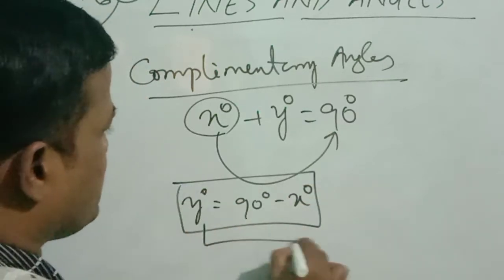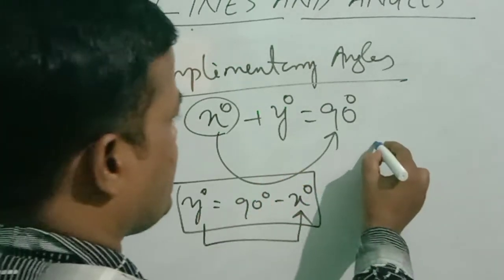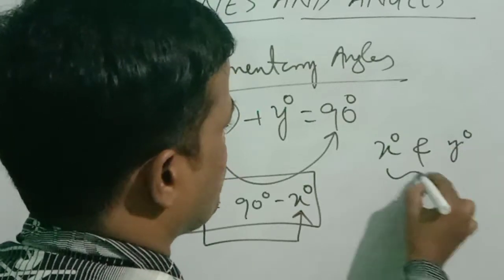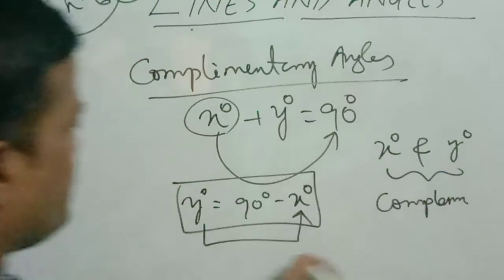That means this is the complementary angle of x degrees, and angle y. They are complementary to each other. Complementary.